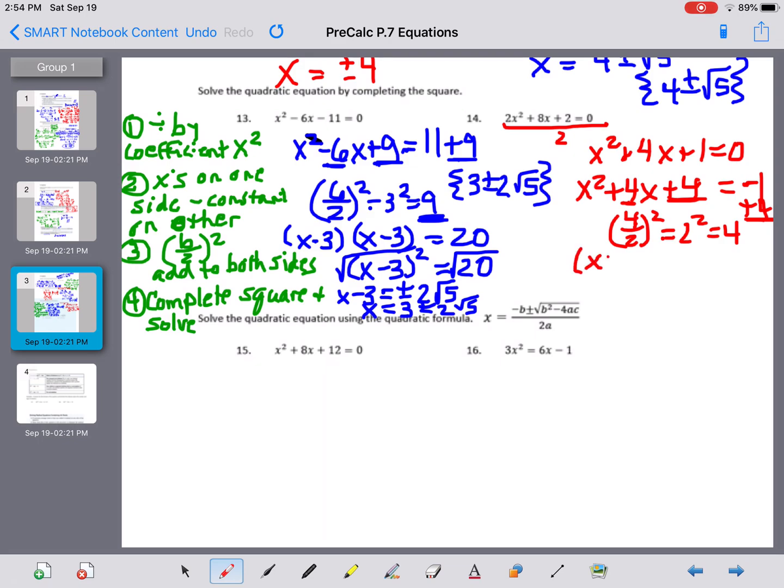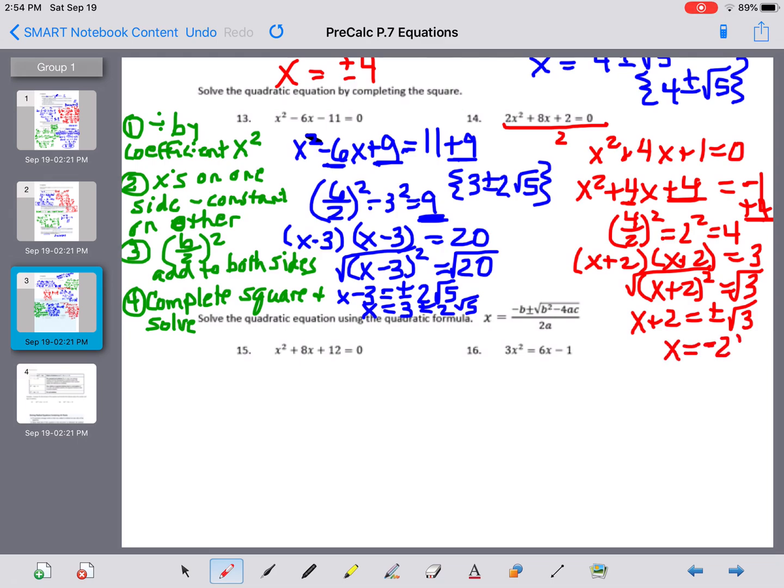That factors to an x plus 2 and an x plus 2. And this simplifies to 3. That gives me an x plus 2 squared, that's my completed square, equals 3. And now I'm ready to take the square root of both sides. I get x plus 2 equals plus or minus the square root of 3, and subtract 2, and I get negative 2 plus or minus the square root of 3, and there's my two answers.